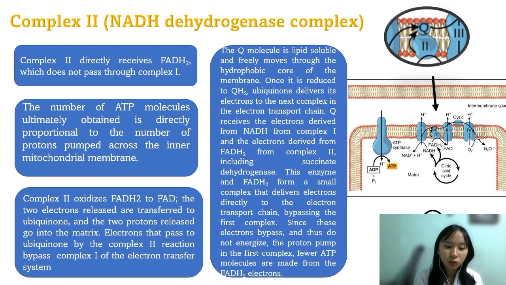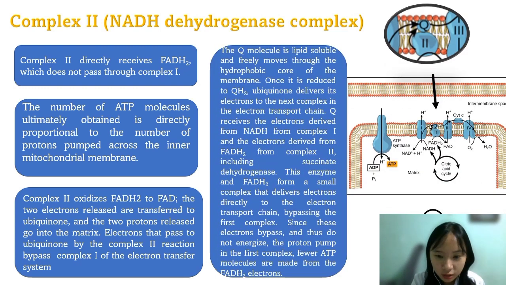So, the 2 electrons, you can see here. Complex 2 oxidizes FADH2 to FAD. The 2 electrons released are transferred to ubiquinone. As you can see, complex 2 does not pump protons across from the matrix into the intermembrane space.